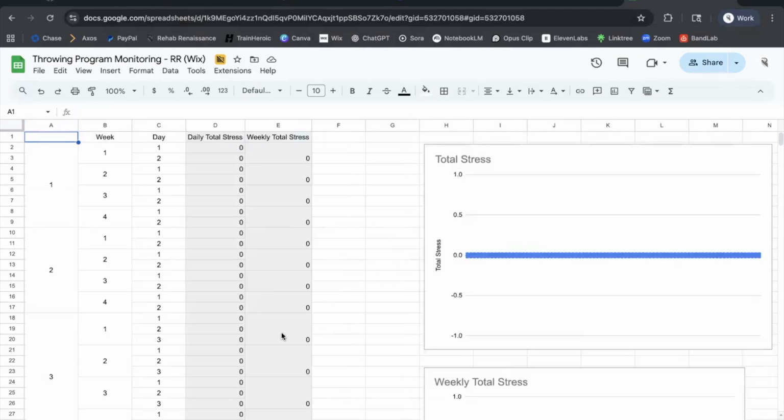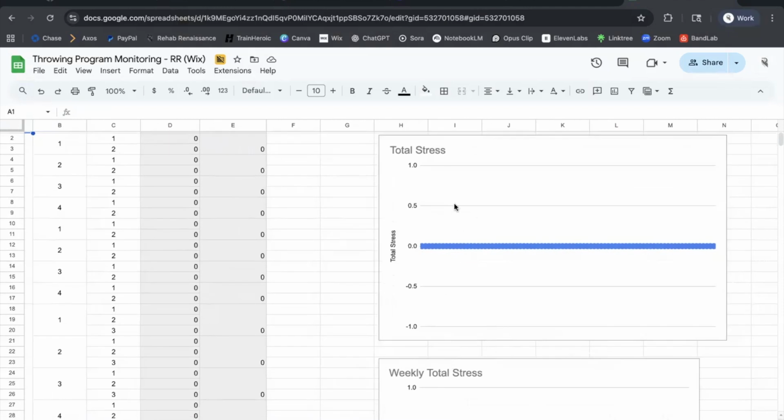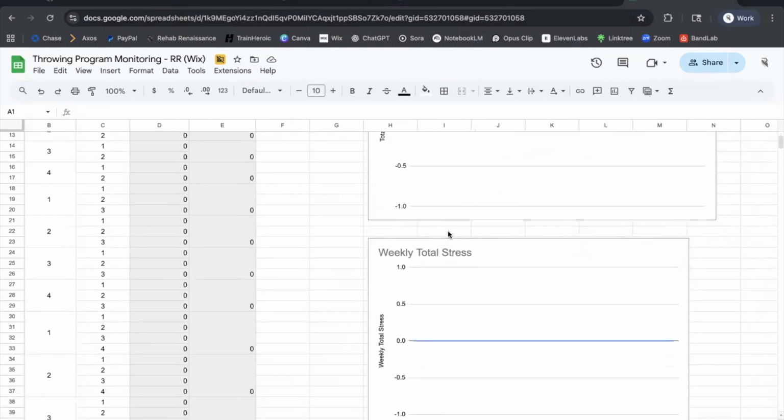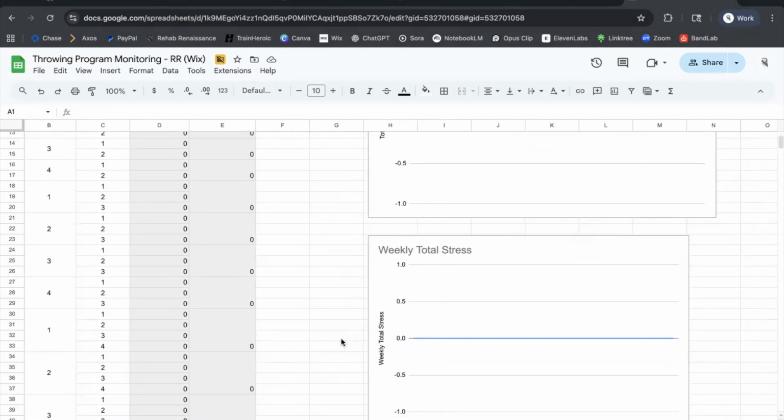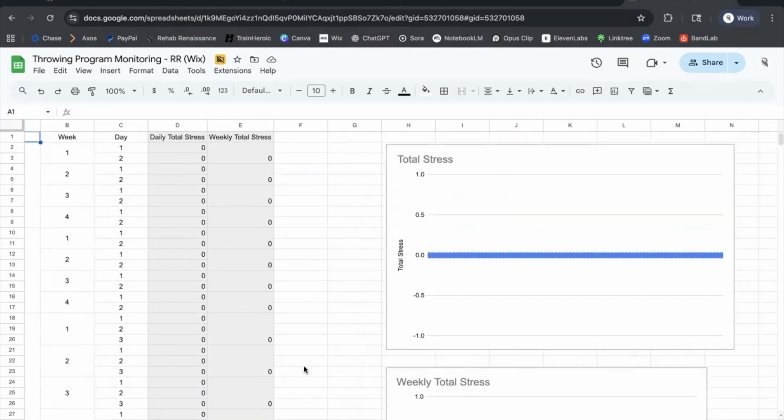We also have the total stress tracker here. Not only are we going to have the total stress start to pop up here as we start accumulating more days, we'll also get a nice line chart here of the weekly total stress as well.